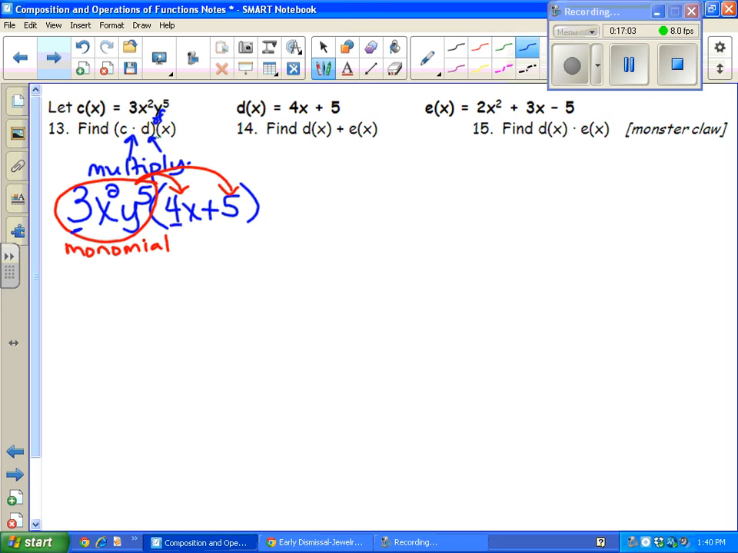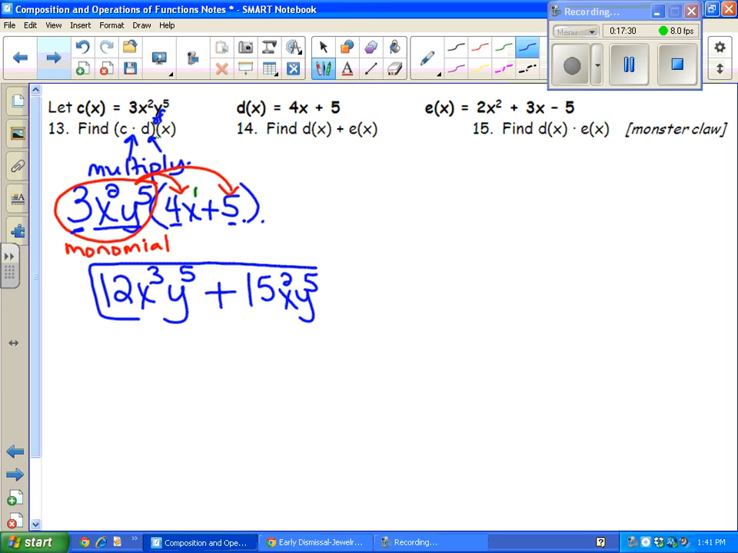3 times 4 becomes 12. X to the second and x to the first becomes x to the third. Y to the 5th doesn't have another y, but I still have to keep it in my answer. Plus 3 times 5 becomes 15. I don't have an x and a y term to add anything to, so I just have to carry x squared y to the 5th through in my answer.